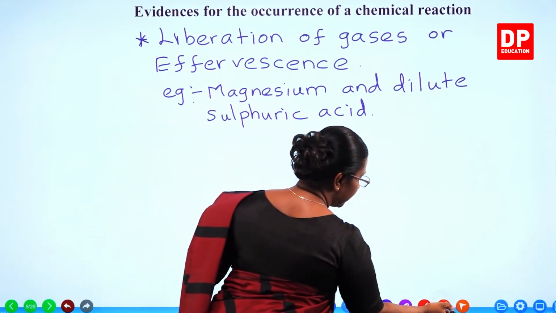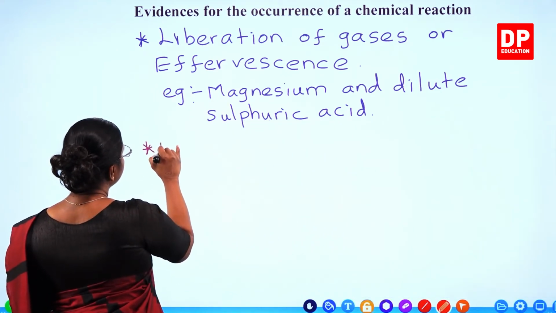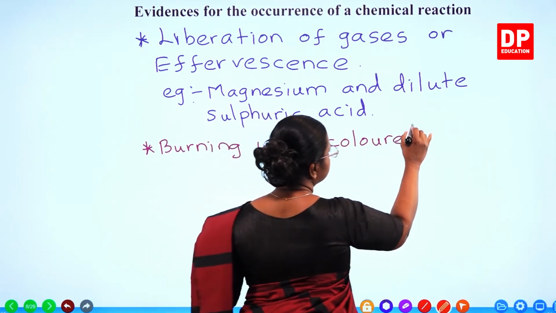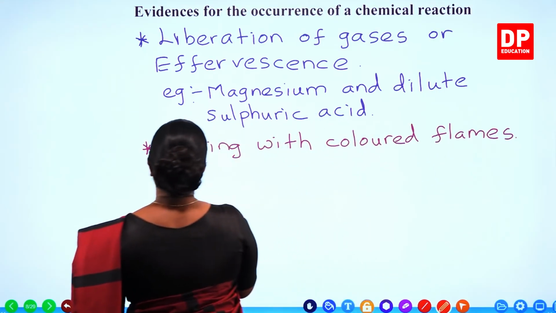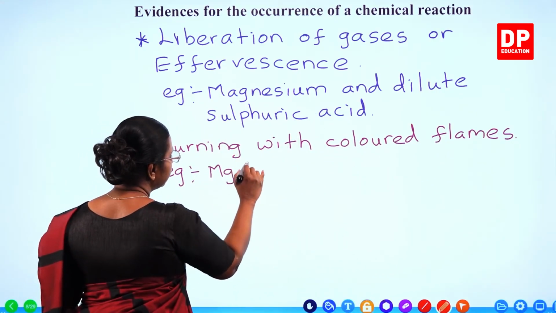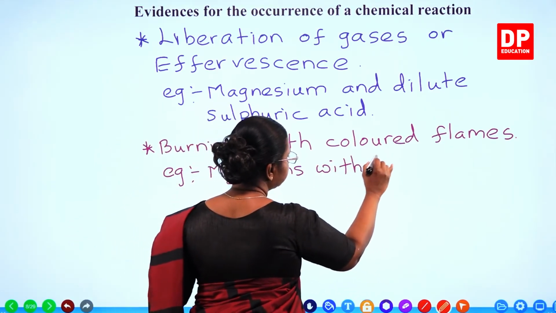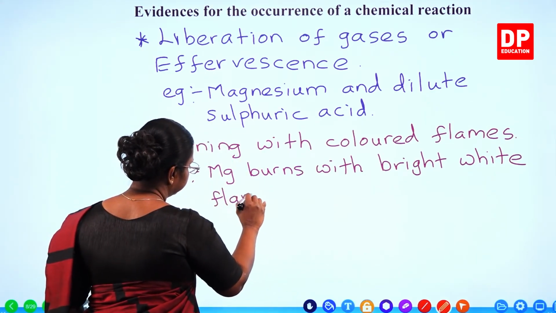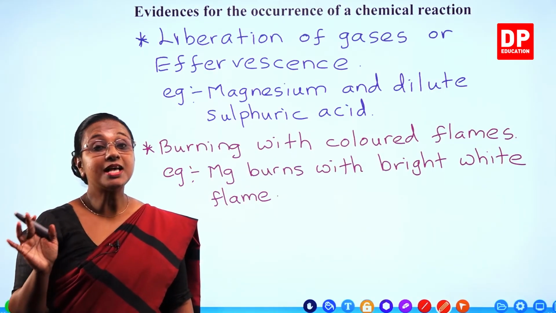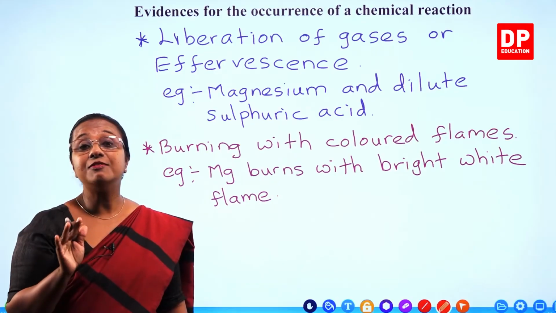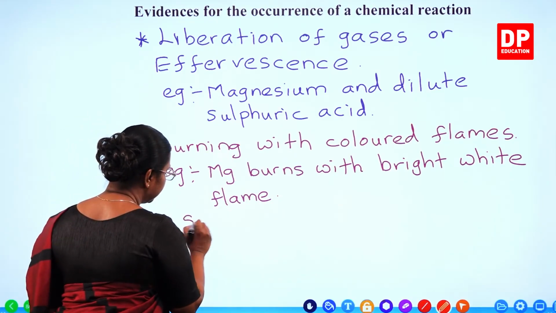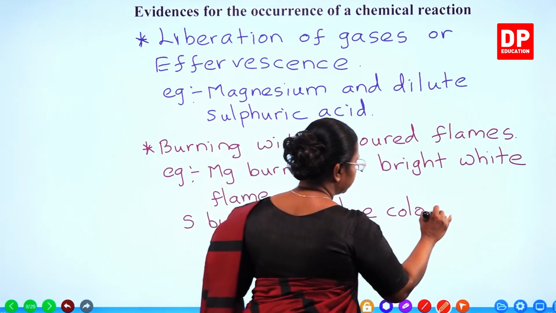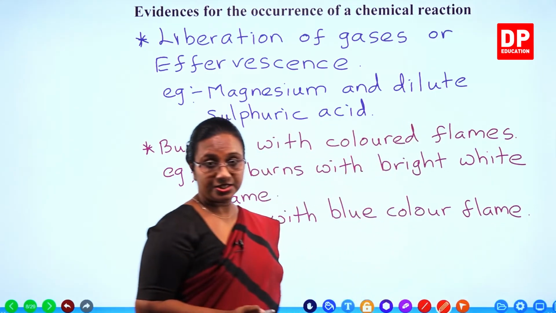Then we have another observation like I told you all, burning with bright white flame or burning with colored flame. So here as examples we can say magnesium burns with bright white flame. And you are familiar with another example. Sulfur. We have discussed this before in another lesson. Sulfur burns with blue color flame. So again, chemical changes.